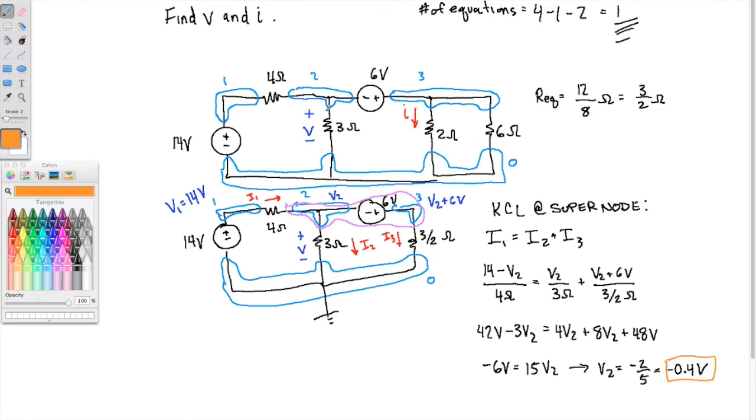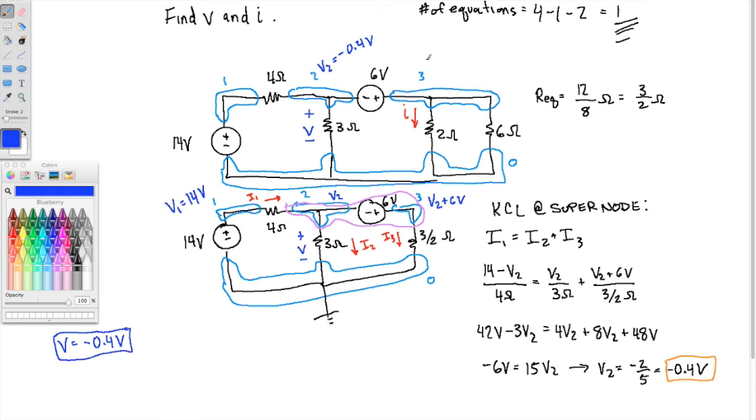Okay? So in the original figure, here's V2. That's negative 0.4 volts. And the problem was to find V, which was the voltage across the resistor, measured from this side to this side. So this is what we're calling ground, and we just found that this is minus 0.4 volts up here, so that is in fact V. V equals negative 0.4 volts. We've got half of our answer.